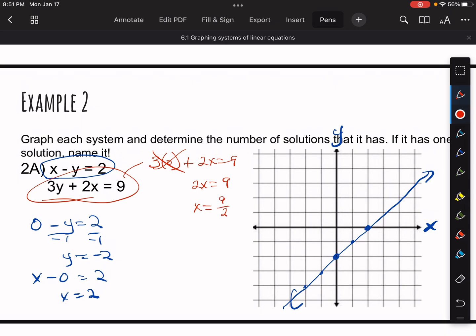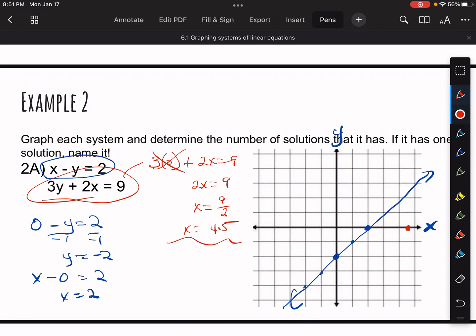If you took a calculator and divided 9 by 2, you'd get 4.5. Okay, so when y value is 0, the x value is 4.5. So 1, 2, 3, 4, 4.5 is right in here.